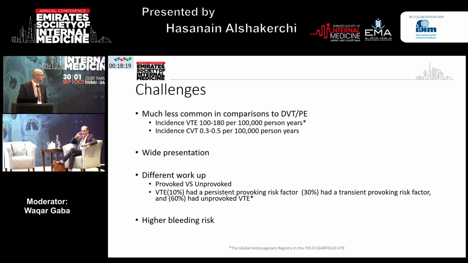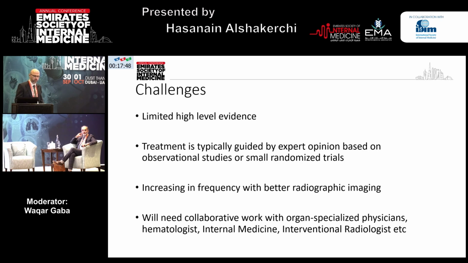For example, in PE and DVTs, almost 60% are unprovoked, 10% have a persistent provoking factor, and 30% have a transient one. While in unusual site thrombosis and cerebral venous thrombosis, almost 80% would have a provoking factor. The same applies for splanchnic clots. There is a higher bleeding risk. Not only that, some of the thrombosis in unusual sites present with bleeding, so that makes it more difficult and challenging to treat.